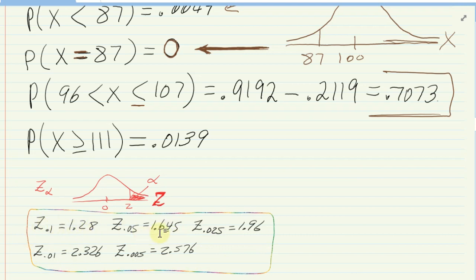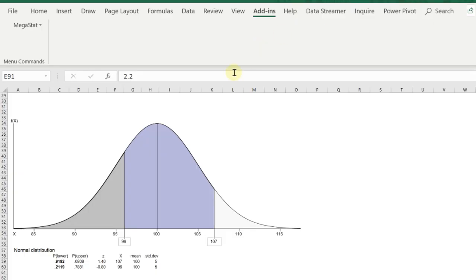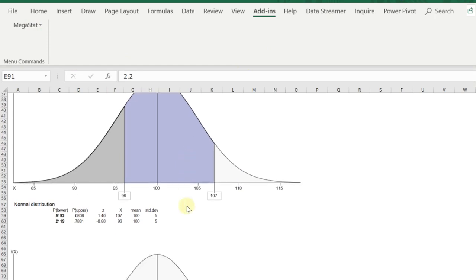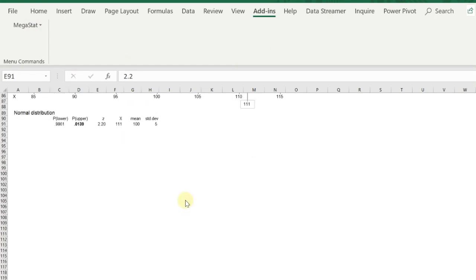So let's verify a couple of these. For example, I'm going to do z of .025 and z of .01. We're going to do this in MegaStat. Okay, a z of .025 and z of .01. You can verify the rest. So what I'm going to do now, I'm going to go to MegaStat. Let me scroll down. These are from previous run. Okay, MegaStat.